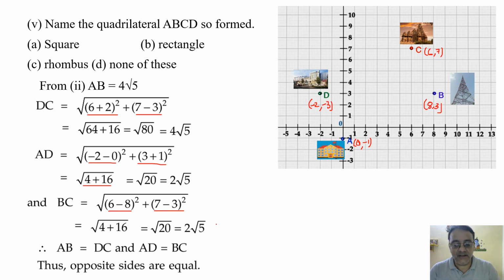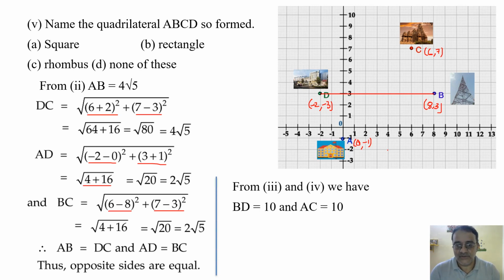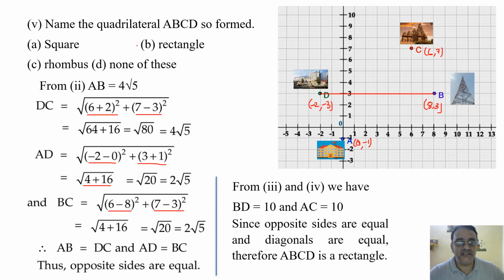Okay. For rectangle now we have to check diagonals are equal or not. So diagonals के लिए हम लोग BD निकाले थे 10 और AC भी 10 आया था हम लोग को, right? पिछले क्वेश्चन में both are 10. So that means opposite sides are equal and diagonals are equal. So ABCD is a rectangle and the correct option is B.